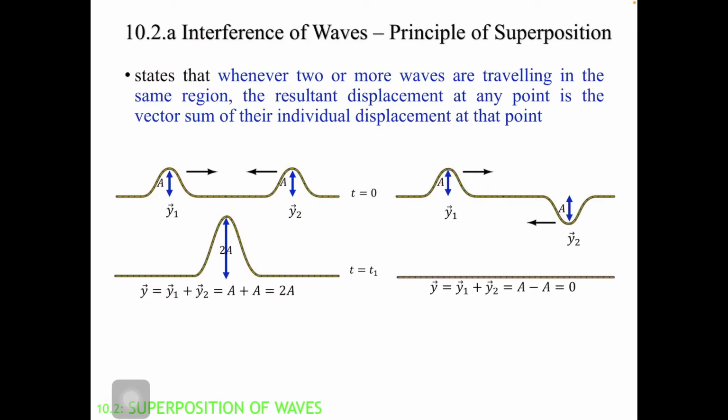So you guys have learned interference dalam high school kan? So cuma sekarang interference tu kita panggil nama dia adalah principle of superposition. Superposition ni basically bila dua wave bertembung. So bila dua wave bertembung, the resultant displacement at any point is basically a vector sum of their individual displacement. Erti kata lain, kalau tengok yang bawah ni, so the first one is y1 is to the right, then y2 is to the left.